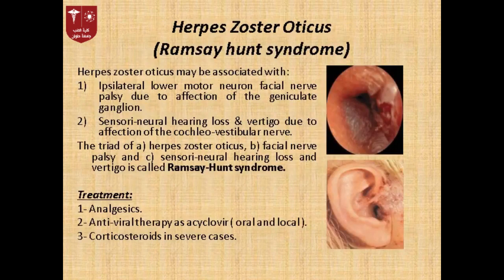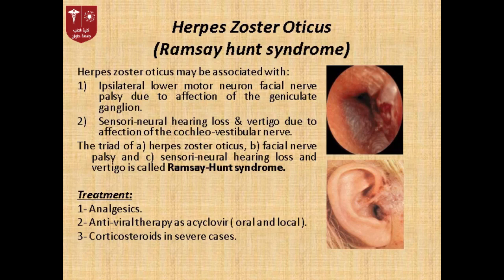Herpes zoster virus can extend to affect the geniculate ganglion, causing facial palsy, and extend to the 8th cranial nerve, causing sensorineural hearing loss and vertigo. This triad, herpes zoster oticus together with facial nerve palsy and sensorineural hearing loss and vertigo, we call Ramsay-Hunt syndrome.